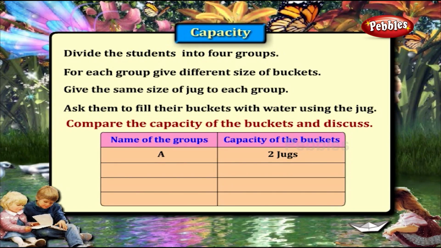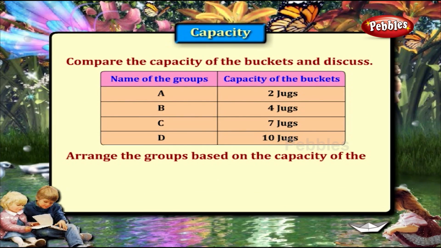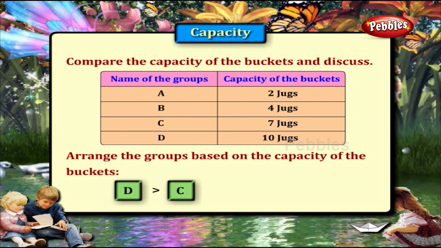Group A, 2 jugs. Group B, 4 jugs. Group C, 7 jugs. Group D, 10 jugs. Arrange the groups based on the capacity of the buckets. D is bigger than C is bigger than B is bigger than A.